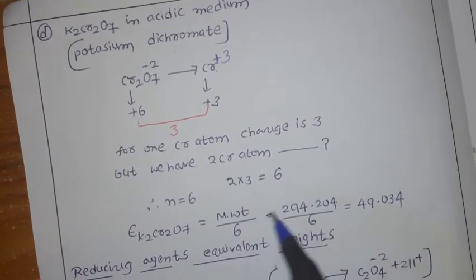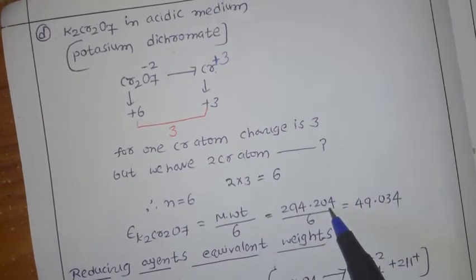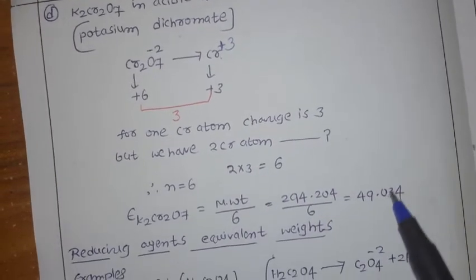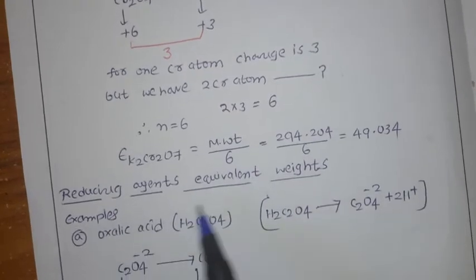Now, potassium dichromate equivalent weight, how much? Molecular weight, if you calculate, you are getting 294.204 divided by 6. This is the equivalent weight of potassium dichromate. Next, let us see the reducing agent equivalent weight.